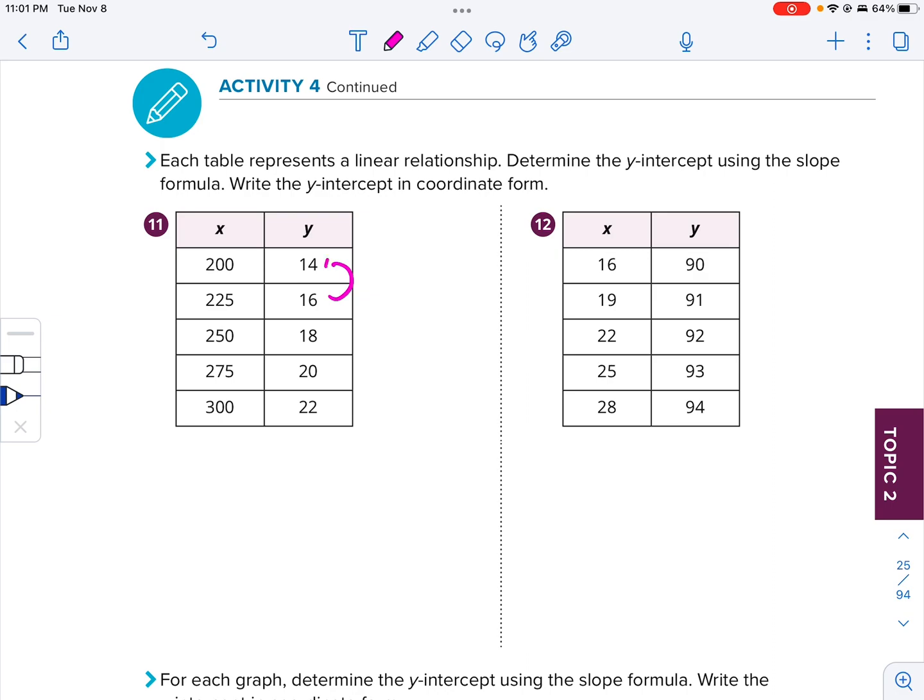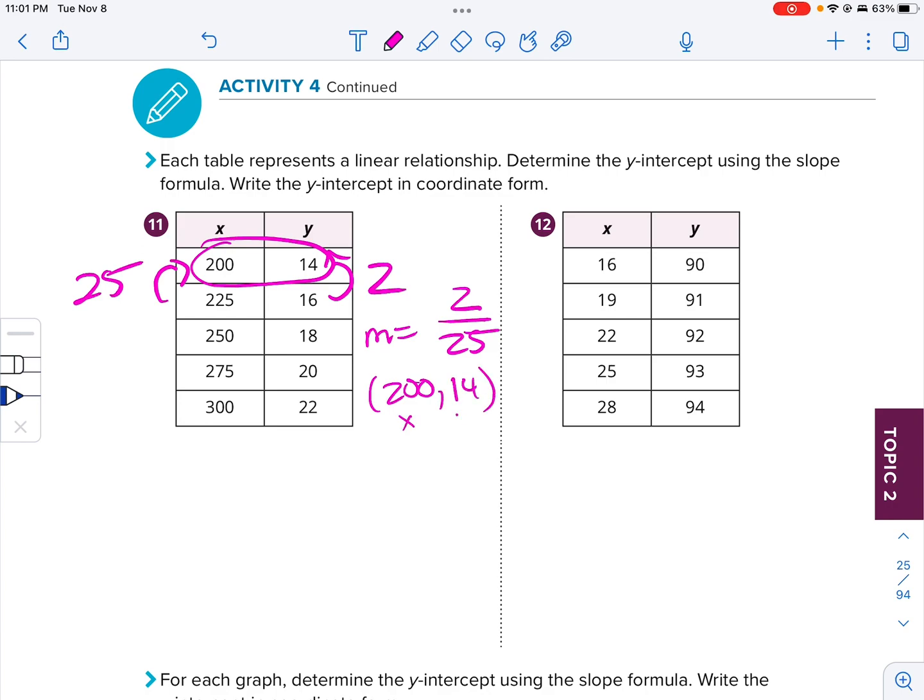So I'm going to subtract this way, and that gets me 2. I'm going to subtract this way, and that gives me 25. So 2 over 25 is my slope. Okay, and then I don't care which point. I like this one because, oh, I could use this one right here. So that's my slope, and I'm going to use 200, 14.